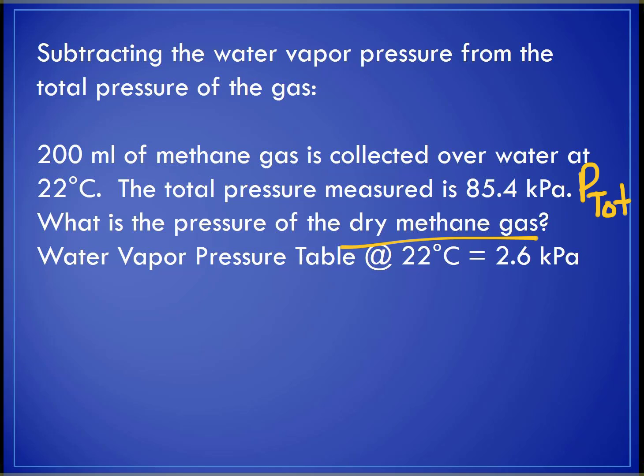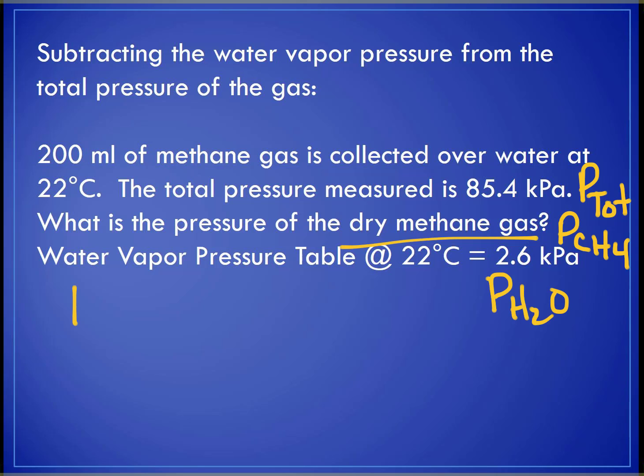So that's what I want to find: the pressure of my methane. And I can look up on my water vapor pressure table using the temperature of 22 degrees Celsius, and I find that the water exerts a pressure of 2.6 kilopascals. So this is the pressure of the water.